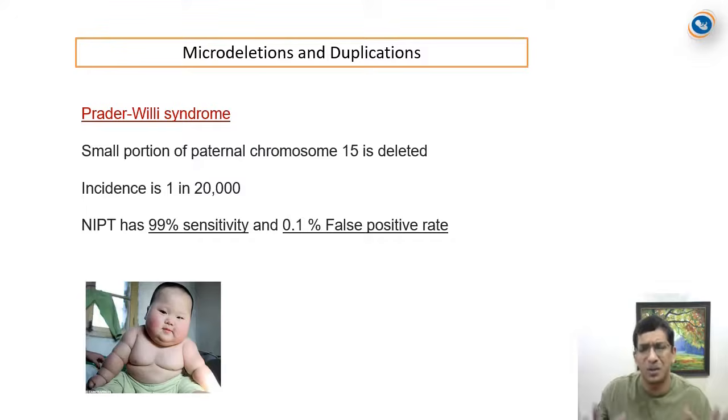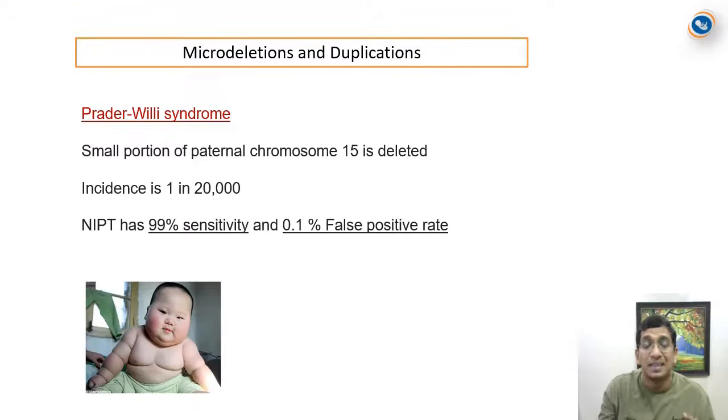It causes a lot of abnormalities like mental, developmental and physical abnormalities. We'll not go into that in detail, but it's a very rare condition, and NIPT has a high sensitivity rate, that is 99% sensitivity, and a low false positive rate of 0.1%. So should you be using NIPT to detect Prader-Willi syndrome? On the face of it, it looks like a very good test. Let us go a bit into the detail.